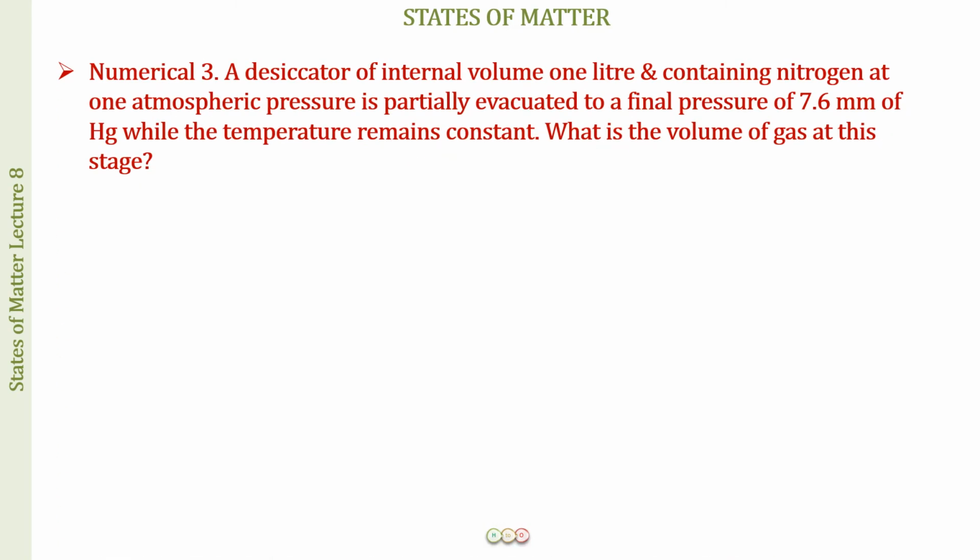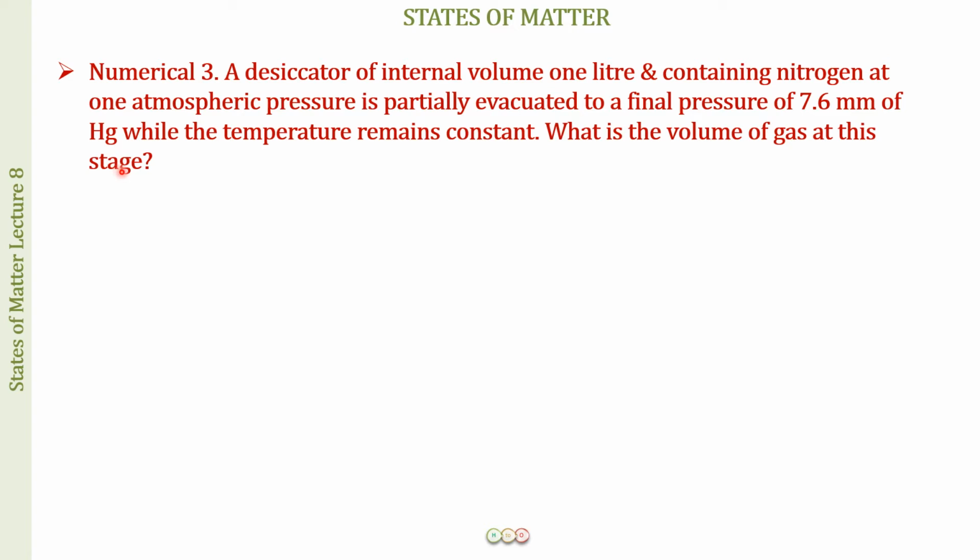So the next question is that a desiccator of internal volume 1 liter and containing nitrogen at 1 atmospheric pressure is partially evacuated to a final pressure of 7.6 mm of mercury while the temperature remains constant. What is the volume of the gas at this stage, right?